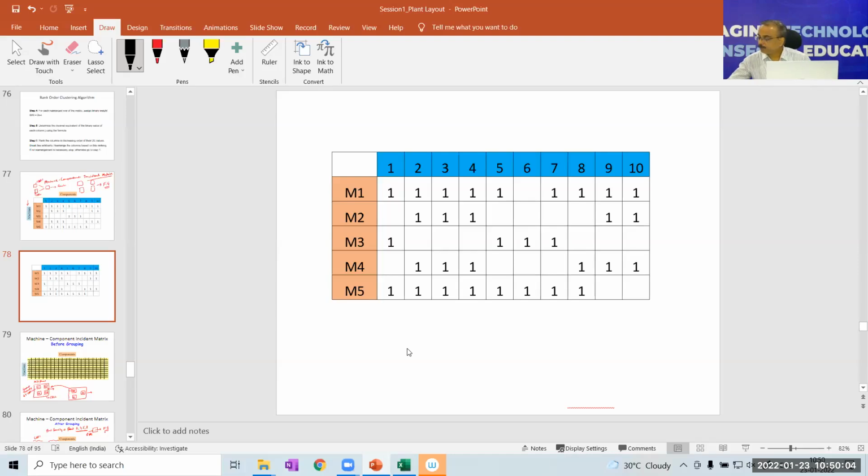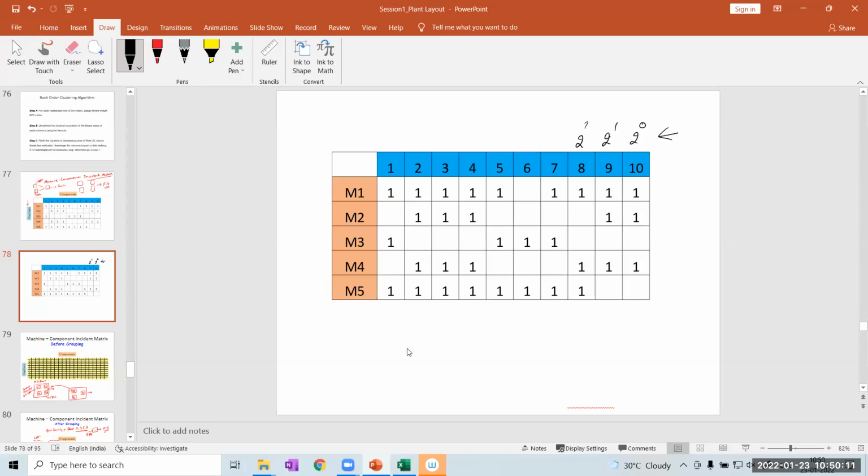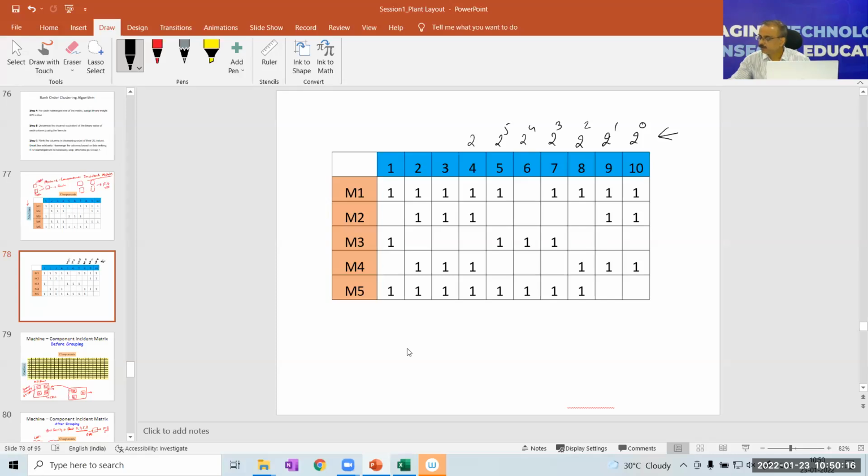Okay, so we have to start from the right side, and then we have to give a binary weight to each of these components: 2 to the power 1, 2 to the power 2, 2 to the power 3, 2 to the power 4, 5, 6, 7, 8, 9. And based on that, you have to estimate the values. So for example, this is 1, this will be 2, this will be 4, 8, 16, 2 to the power 5, 32, 64, 128, 256, and 512.